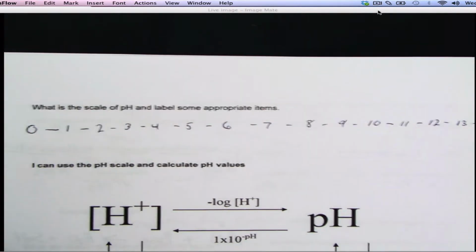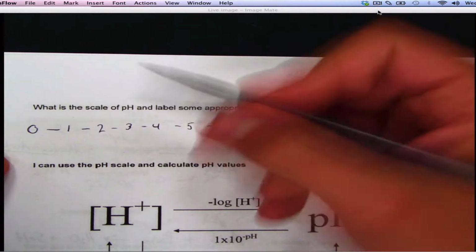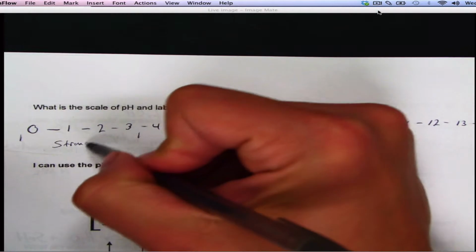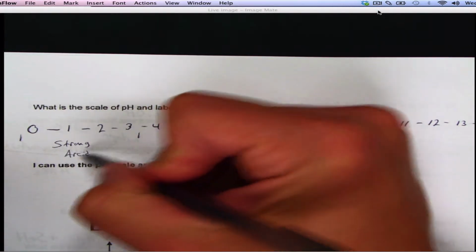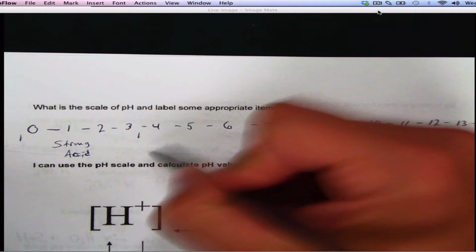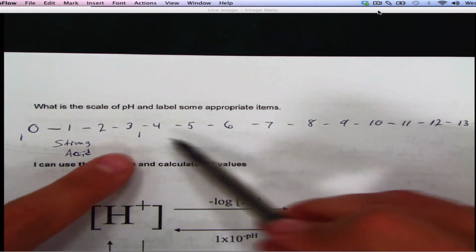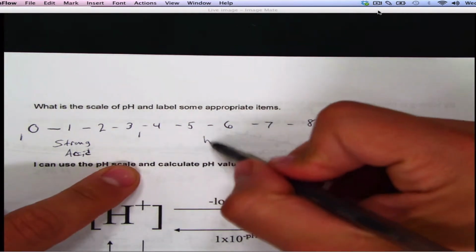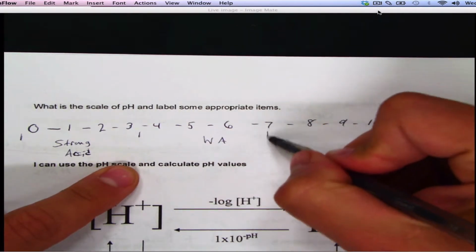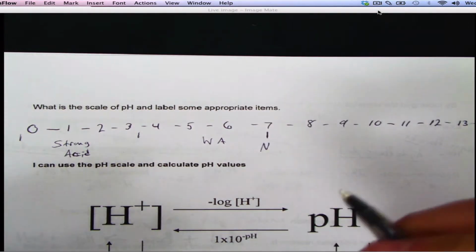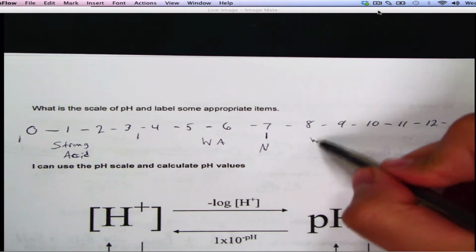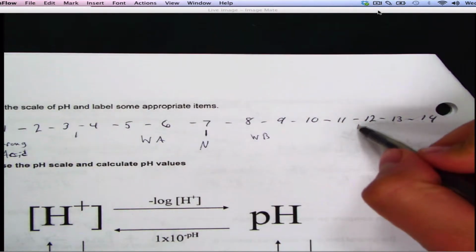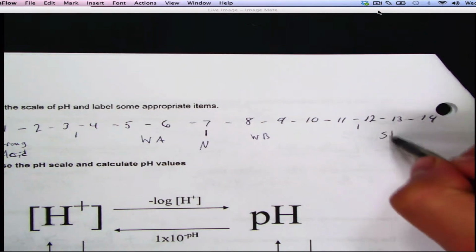Usually from this range to this range is going to be your strong acids. Somewhere in there there's a little bit of gray area. Then anywhere from like 4, usually about 5 to 6-ish, is where your weak acids are. Exactly 7 is neutral. Only exactly 7. Then your weak bases, and then anywhere from usually around 12-ish is where your strong bases are going to be.